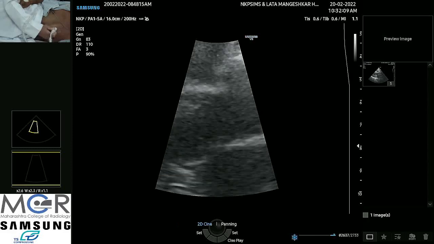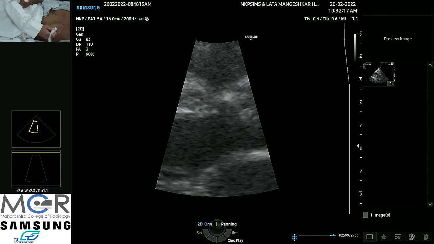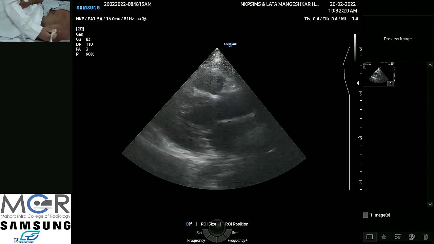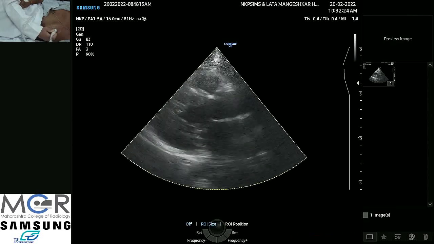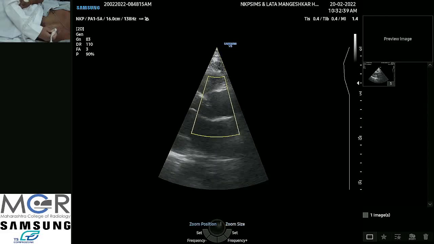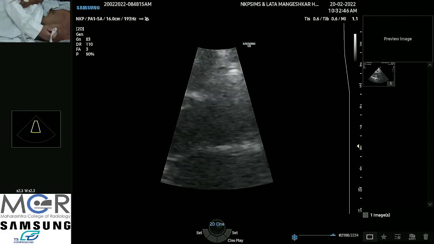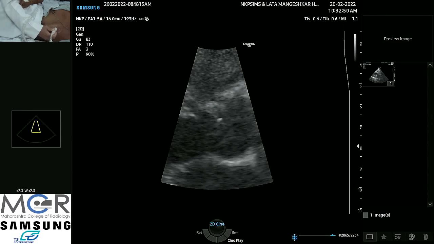So you can nicely see LVOT. This is also needed during our measurements. So this is LVOT, and here you can measure the left ventricular outflow tract. You can measure the aortic annulus. The aortic annulus is what surgeons use to decide the size of the valve to be placed in that location. So that is very crucial from a surgical point of view.